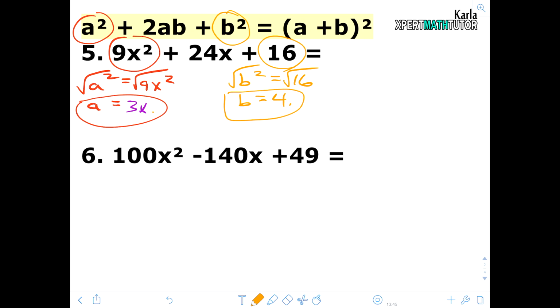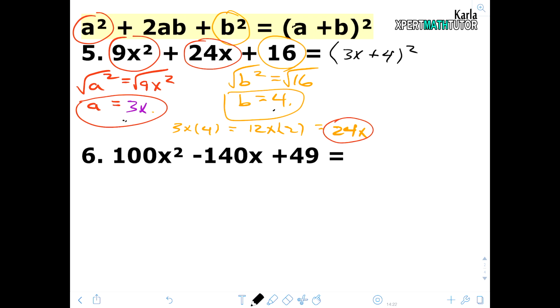I can multiply them now. 3x times 4 will equal 12x, and double it by multiplying by 2 to get 24x. 24x is my middle term. A is equal to 3x, plus b, which is equal to 4, and I'm done. It's that simple. So let's try another example.